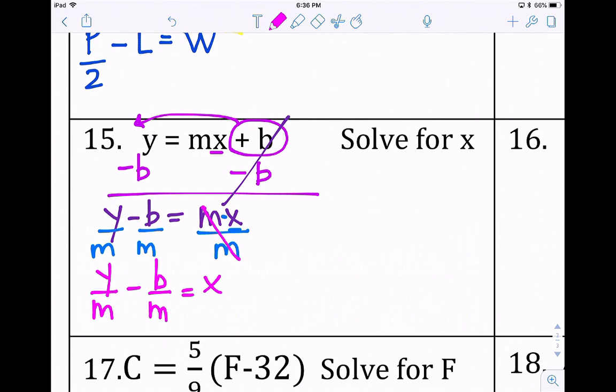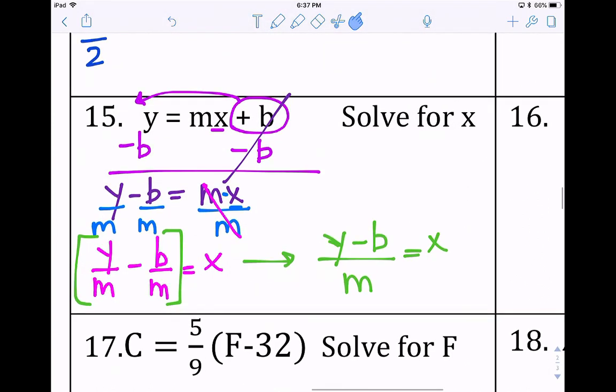There is another way that you could write that. Because both of these pieces on this side right here are being divided by m, you could combine that into this same answer. So it could say y minus b all divided by m equals x. That is correct also, because in this one, all of it is being divided by m. On the other side, both pieces are being divided by m. Either way, it's all being divided by m, so that works as well. Either one of those would be correct answers.